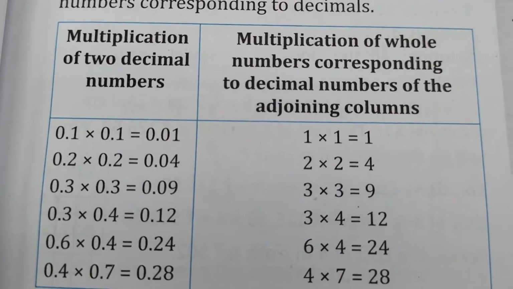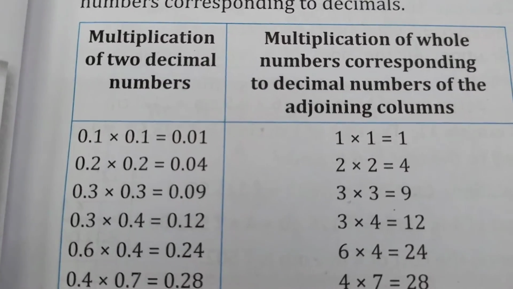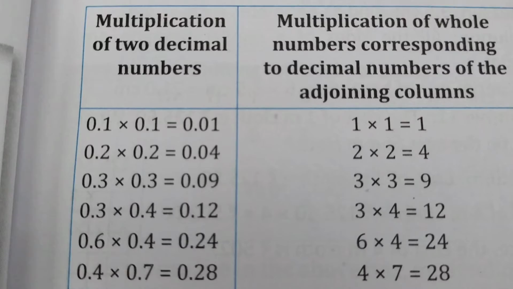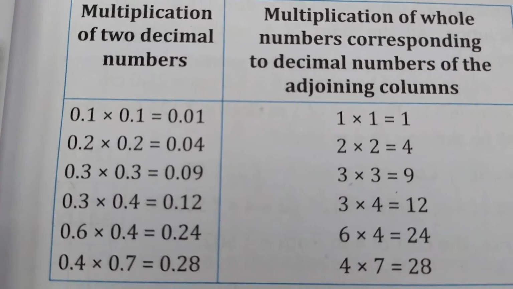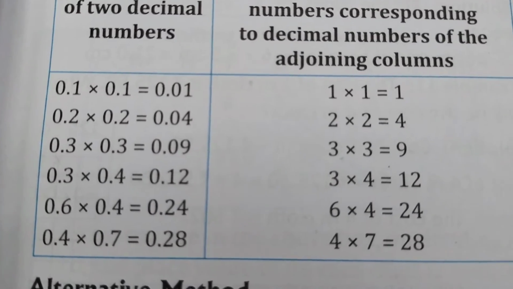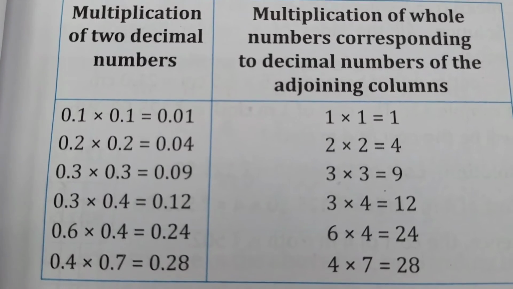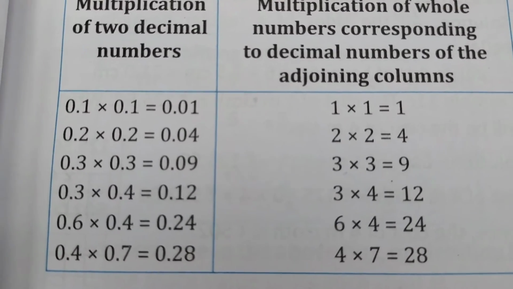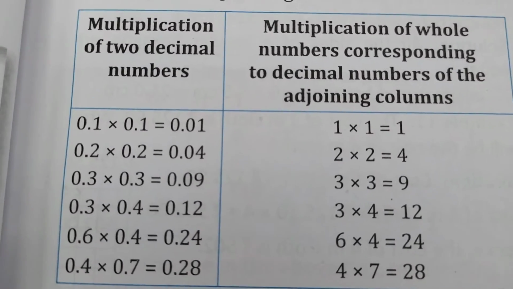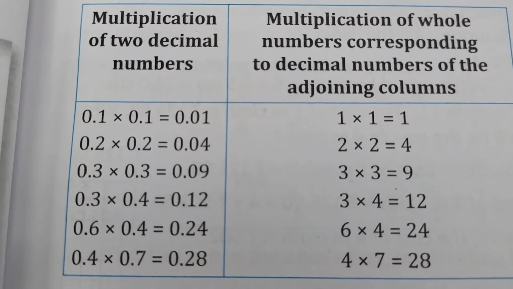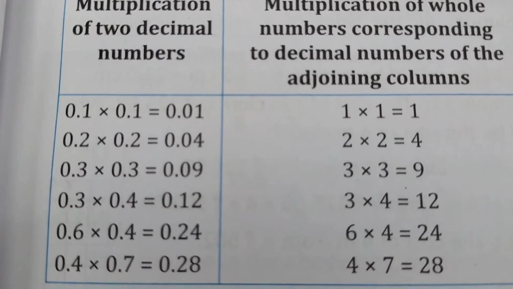Now you see this tabular form, multiplication of two decimal numbers, 0.1 into 0.1. We multiply them as whole numbers. One digit after the decimal point in 0.1, one digit after the decimal point in 0.1, totally 2. So 1 ones are 1, and we count from the right side and place the decimal point.